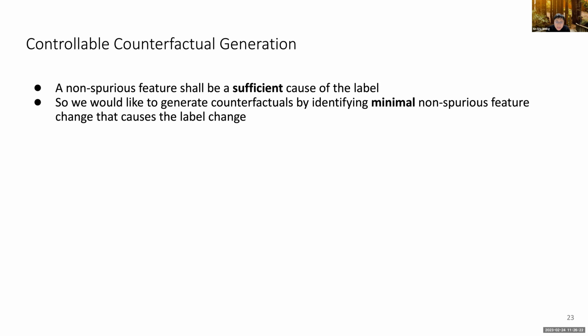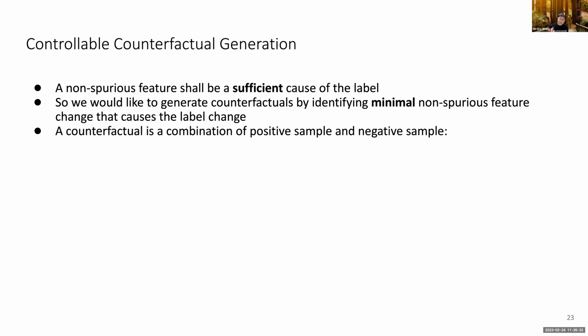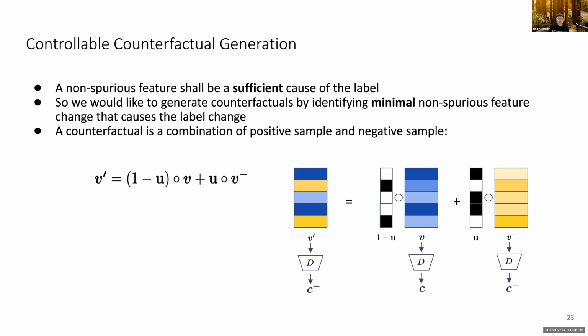Okay, so to achieve that, we first introduce a controllable counterfactual generation process. First, a non-spurious feature shall be a sufficient cause of the label, right? In the previous example, the minimal non-spurious feature should be the bar feature. With or without it could lead to two different text prompts. So we would like to generate counterfactuals by identifying minimal non-spurious features that cause the label change. Then a counterfactual is a combination of positive sample and negative sample.